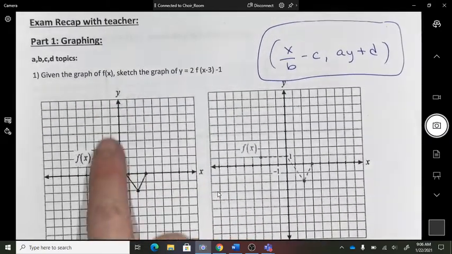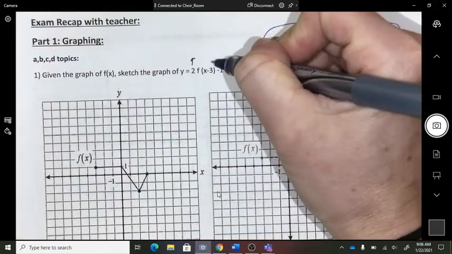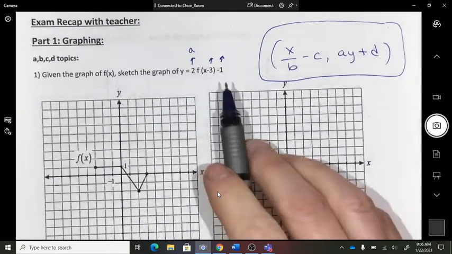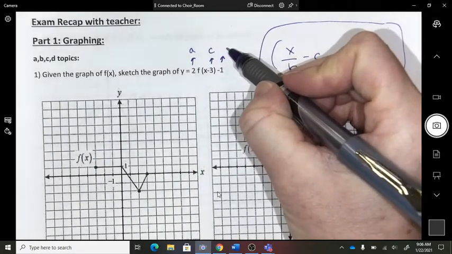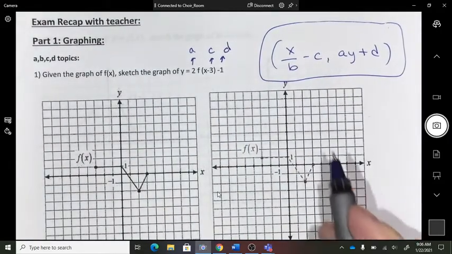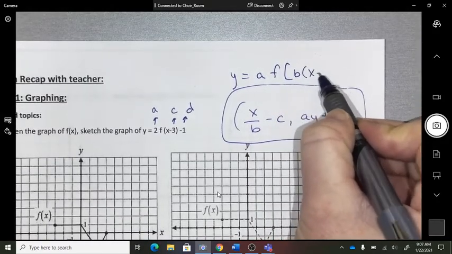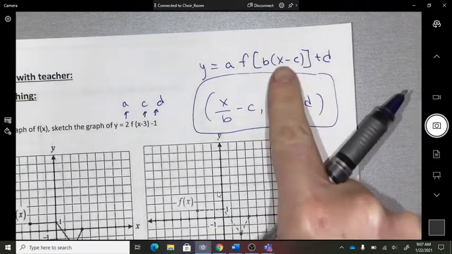Okay, so when I look at this, this is the original graph of f of x, and I have applied all of these things. So let's just point out what letters those are. So 2 would be an A. It's a multiplier in the front. And then this is a C, and this is a D. It will match this. Remember that? This is what it is.